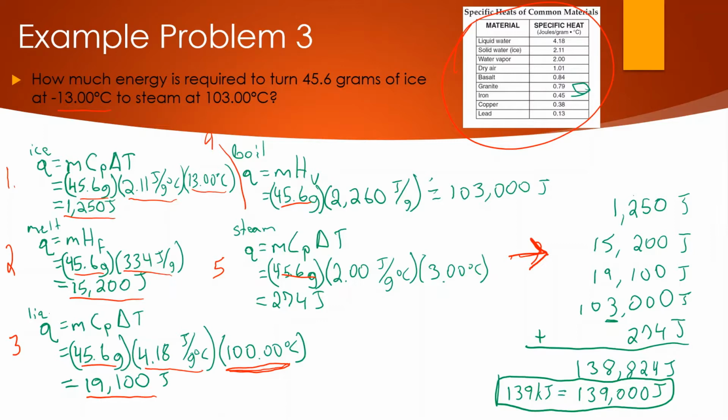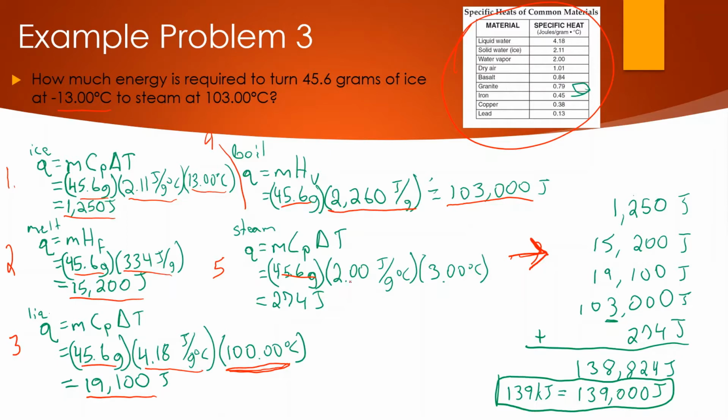So then we need to find the energy needed to boil this sample of water. Again, the mass doesn't change. We're going to use the heat of vaporization for water, which is 2,260. And the product of that is going to be rounded to the correct number of sig figs, 103,000 joules. Then lastly, we're going to need to figure out how much energy is needed to go from 100 degrees Celsius of the steam to 103 degrees Celsius.